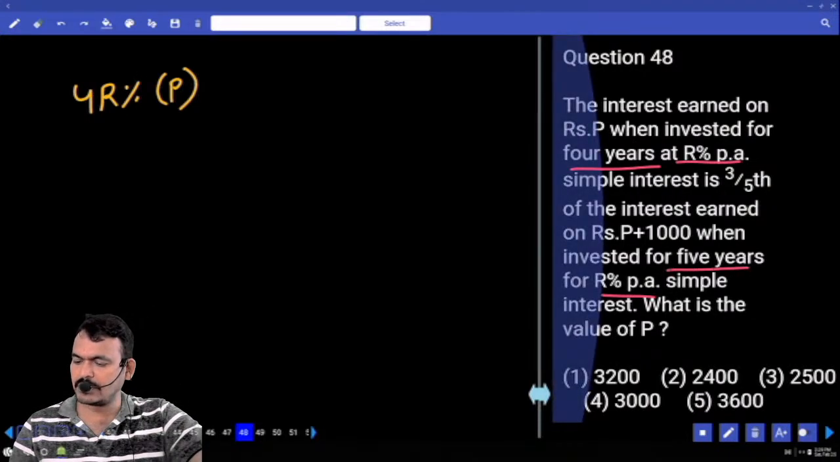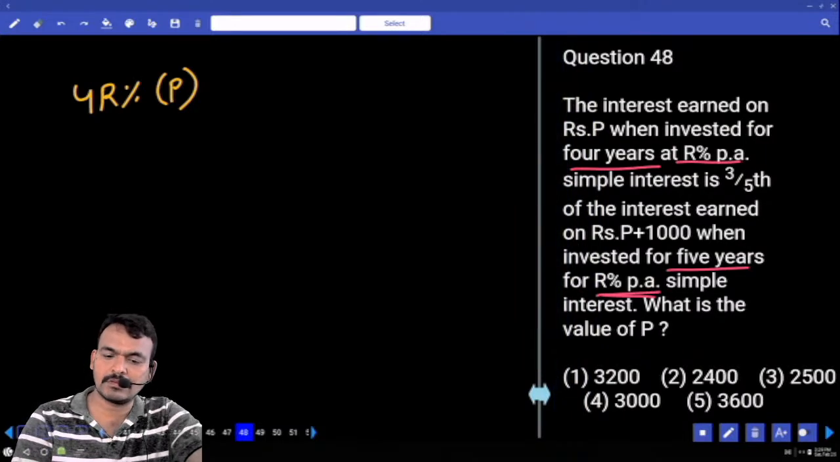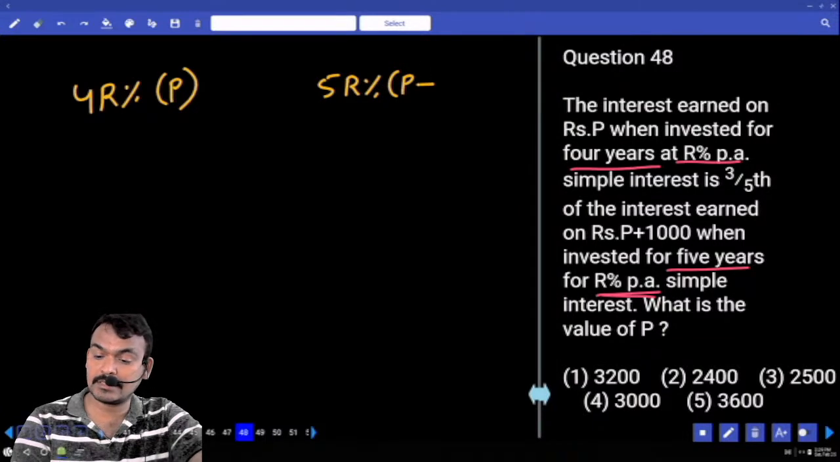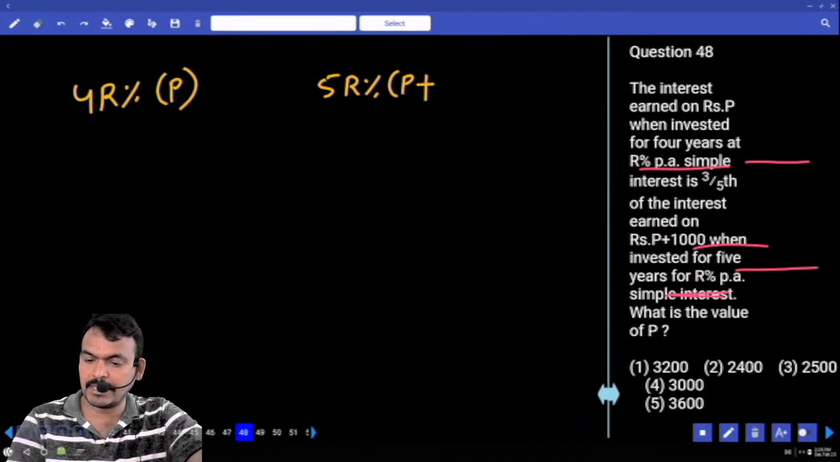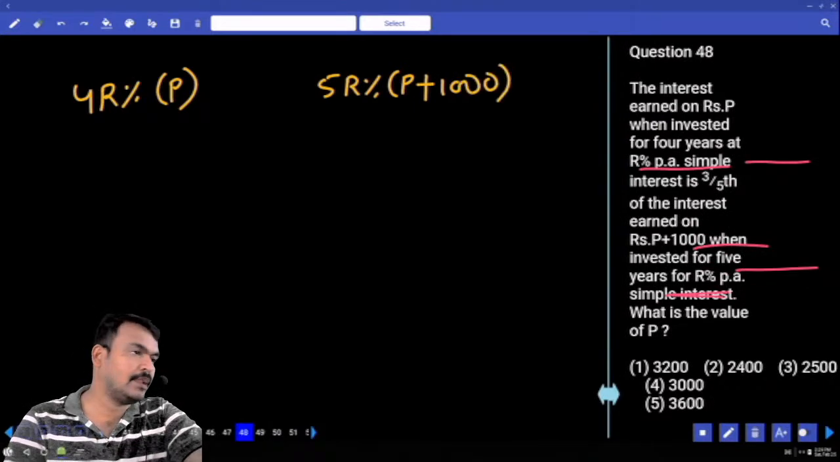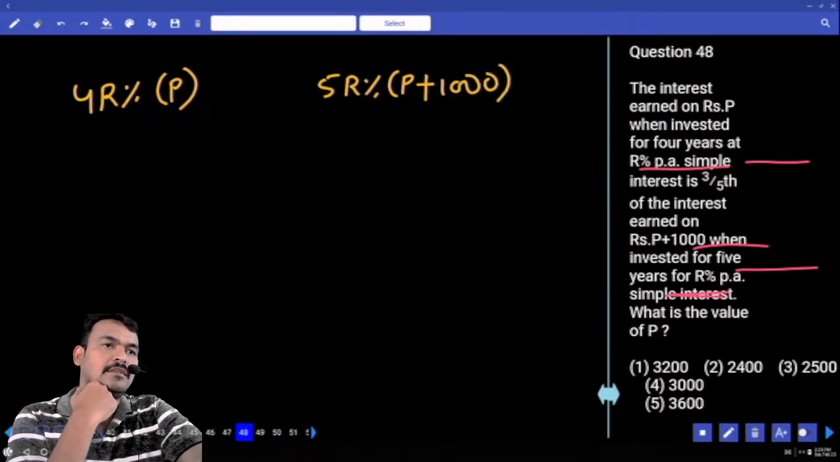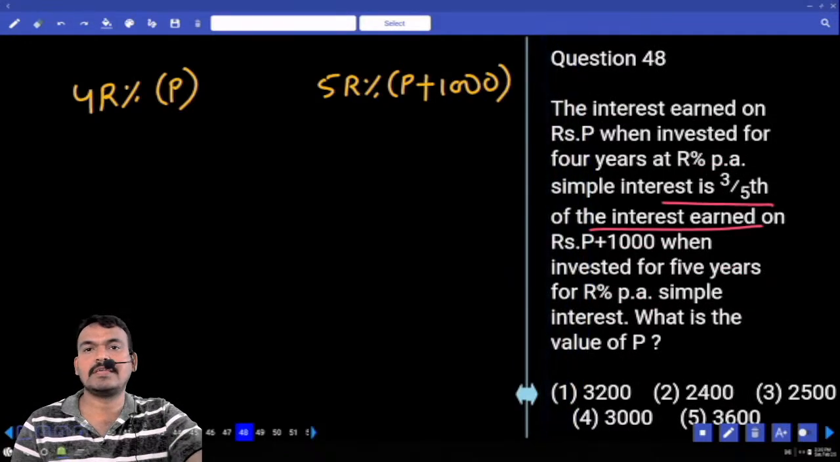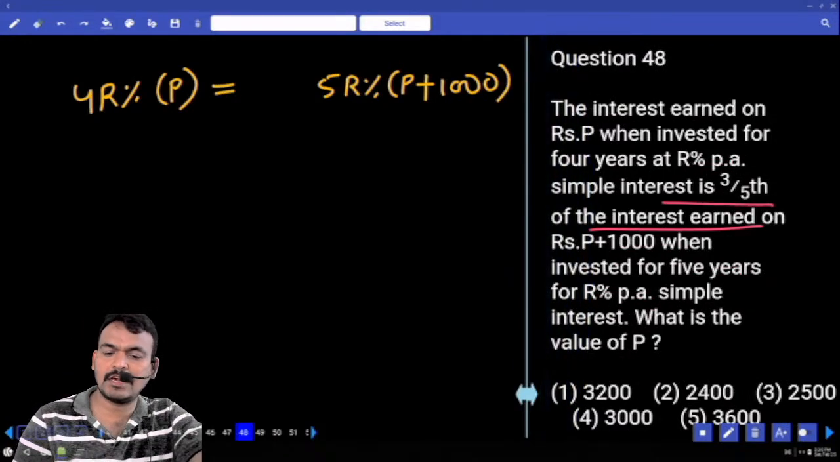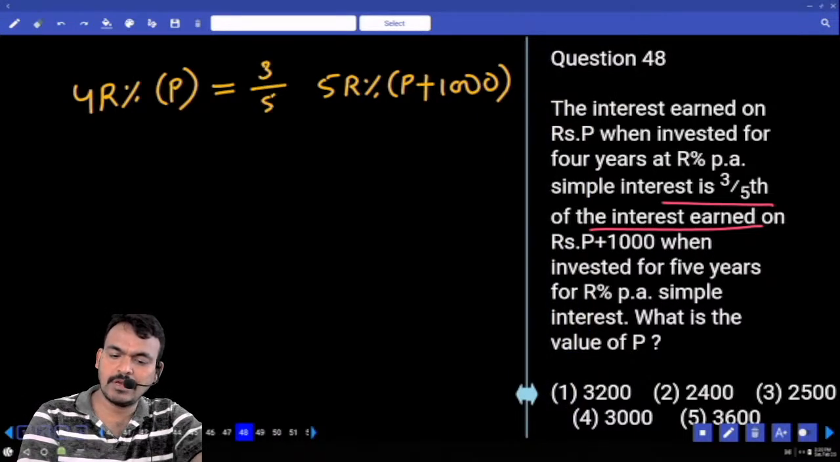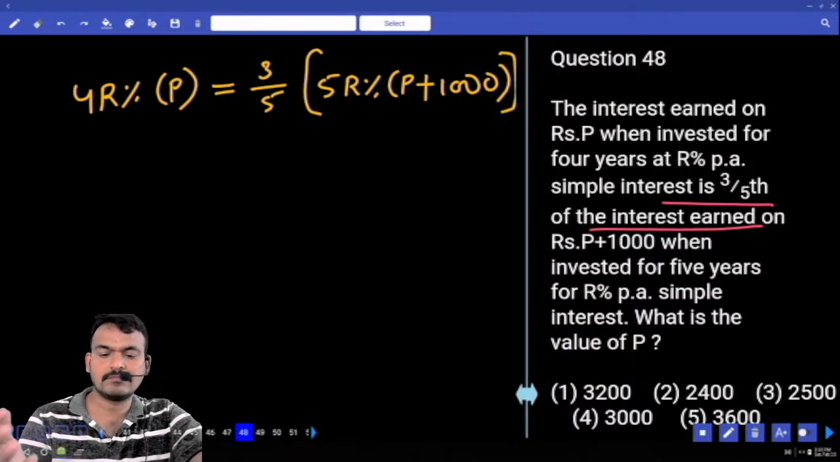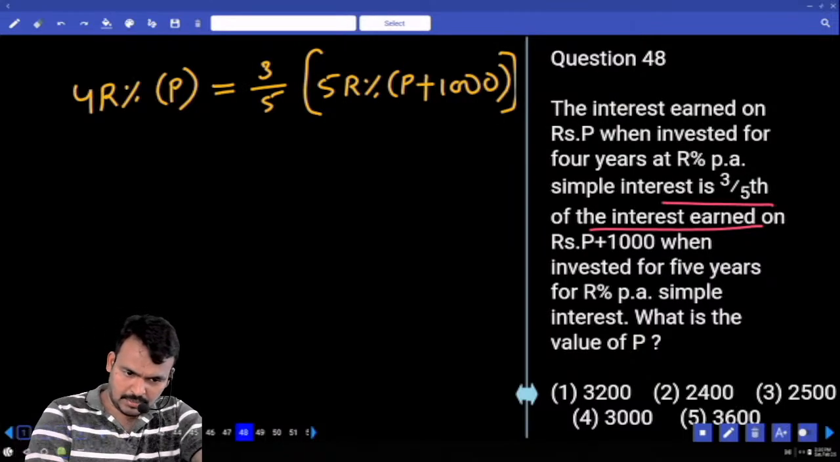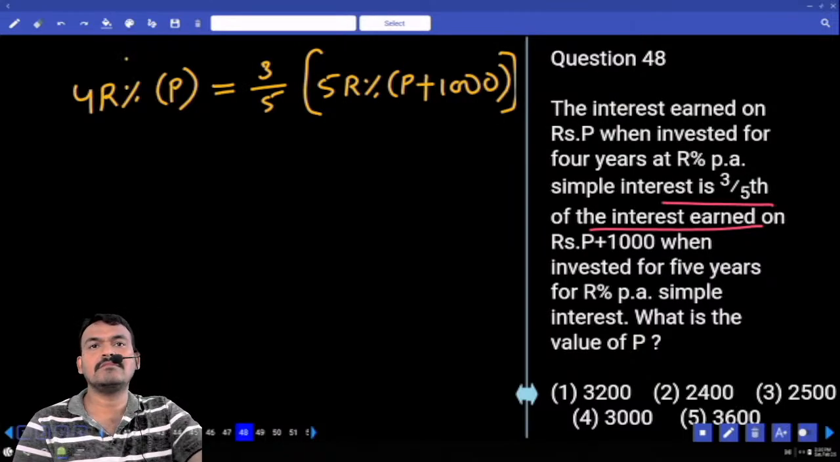Next, the second case is 5 years at rate R%. Then we get 5R% of the principal, which is P plus 1000. The left hand side value is the interest on the first case, and the right hand side value is the interest on the second case. But the interest on the first case is 3/5 of the interest on the second part. Means 4R% of P is equal to 3/5 of the interest on the second part. Both sides, any cancellations?